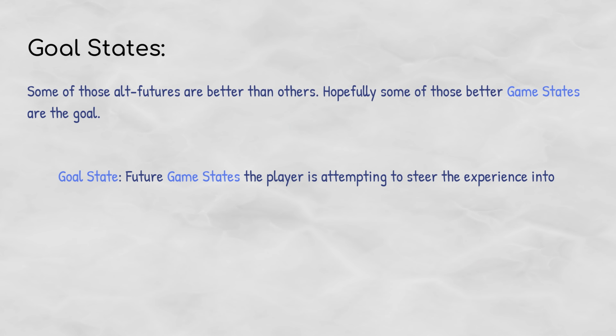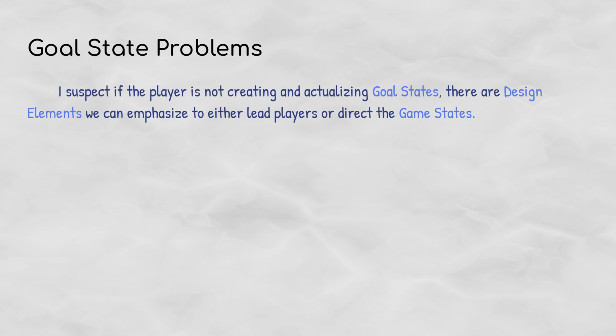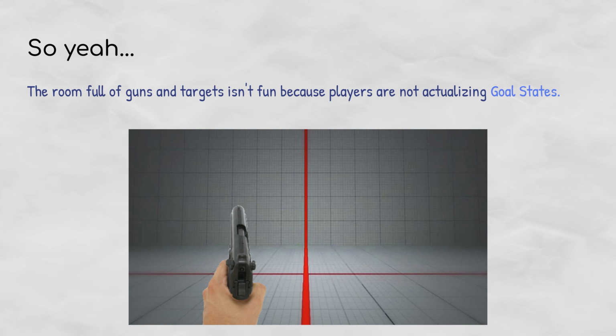Some of those alt futures are better than others, and hopefully at least one of those is our goal. A goal state being defined as the future game state that the player is actively attempting to steer their experience into. I suspect if a player is not creating and actualizing goal states, there are design elements that we can emphasize to either lead players or direct game states.